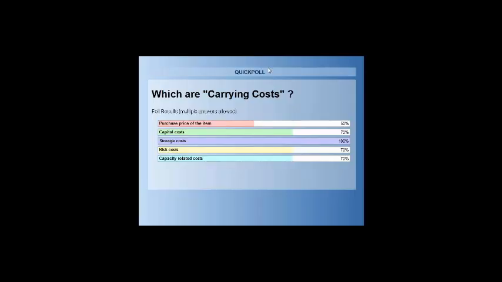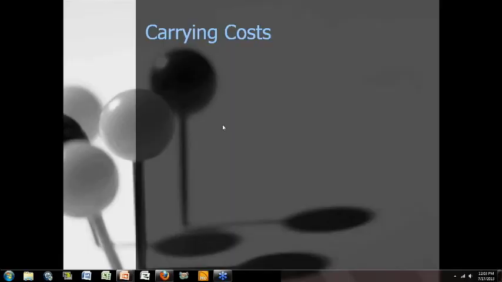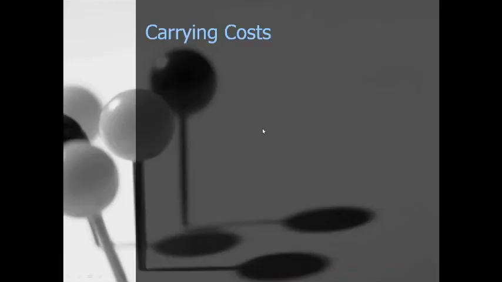So here's what you all said. 100% of you picked storage cost, 70% picked capital cost, and another 70% picked risk cost. Those 3 items account for the cost you incur to carry inventory at your facility. Capacity-related costs and purchase price costs are other costs of inventory, but not the ones that we're going to be talking about today. So let's talk about these 3 carrying costs.